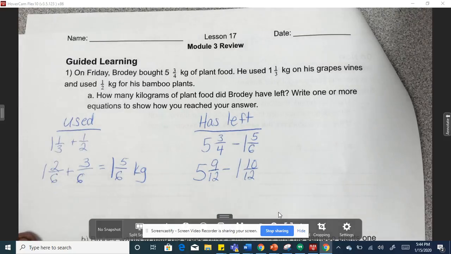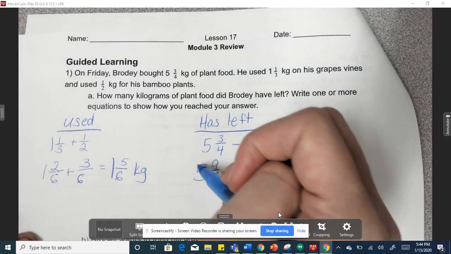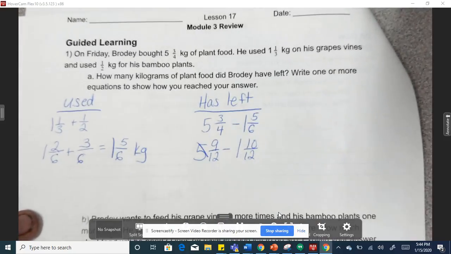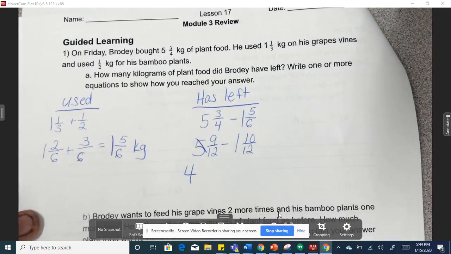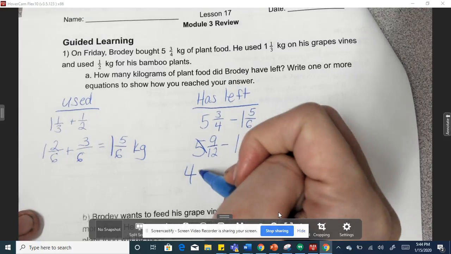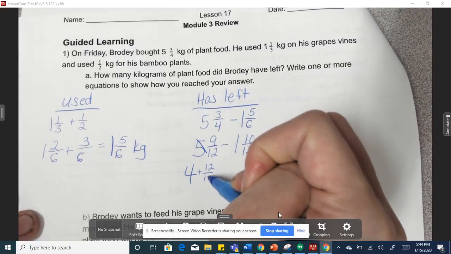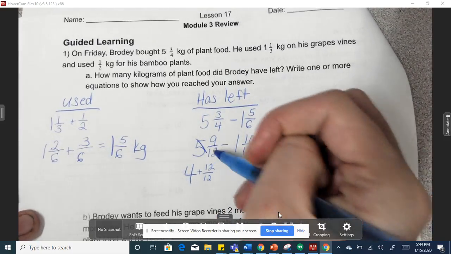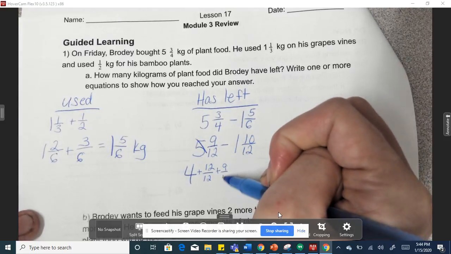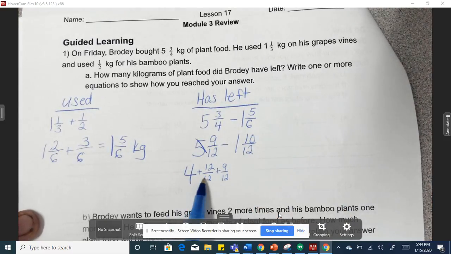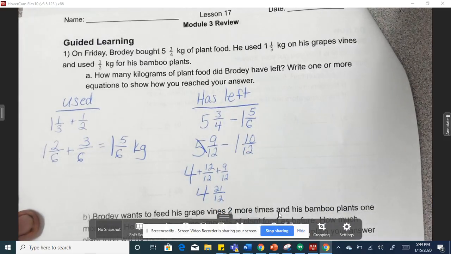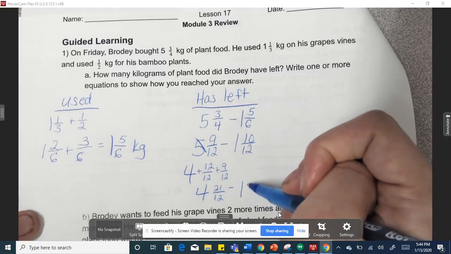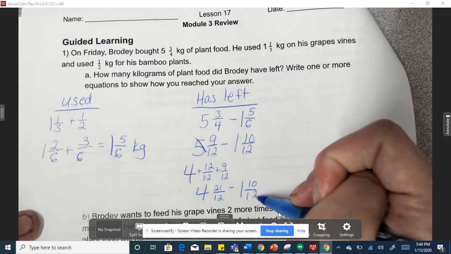So we're going to regroup. We're going to borrow from the whole. So when we do that, we're borrowing 1, so that means we have 4 wholes left. I know that 1 whole can be written as a fraction as 12/12. And then I have my 9/12 left over. So let's see, 12/12 plus 9/12, that's 21/12. So we have 4 and 21/12 minus 1 and 10/12.